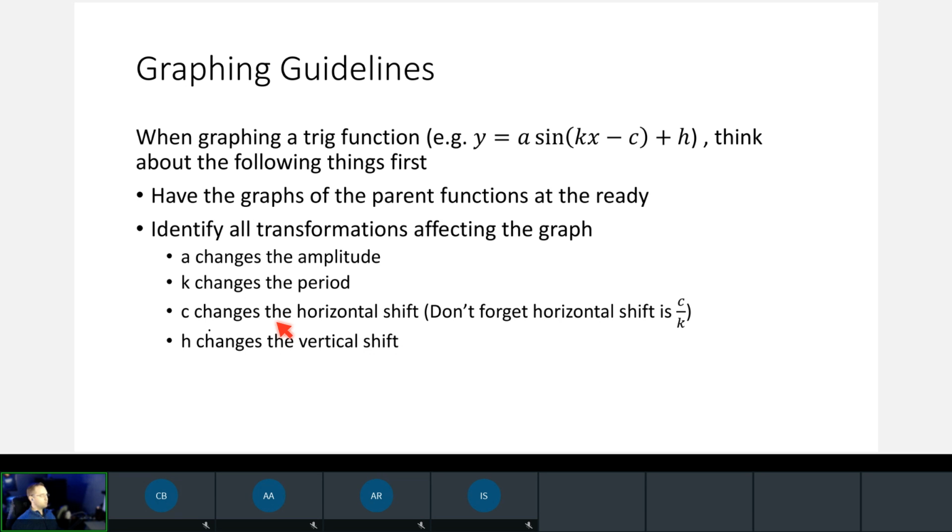And then we need to know how to find the horizontal shift. And don't forget, I think we did 2 examples yesterday where we had to take that constant c and divide by k when k wasn't 1. So that's important to remember. And then, of course, knowing your vertical shift, well, that's the easy one.